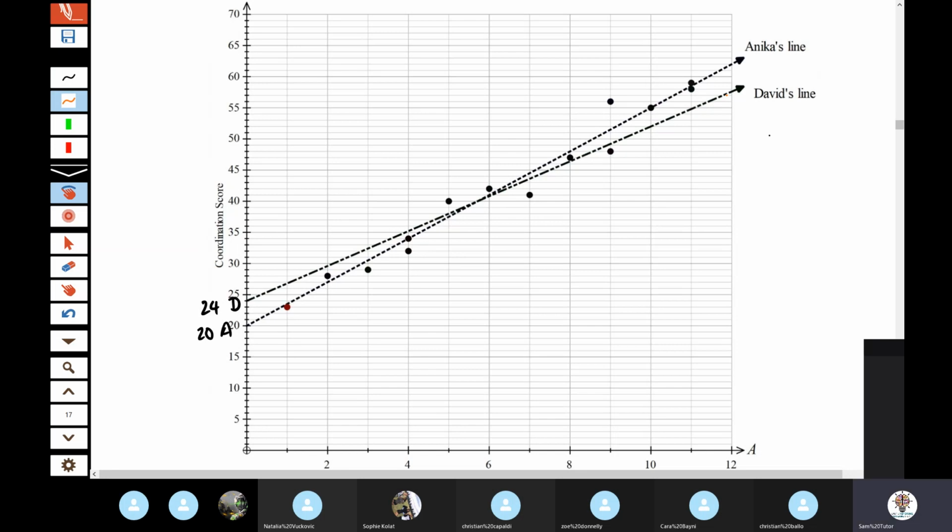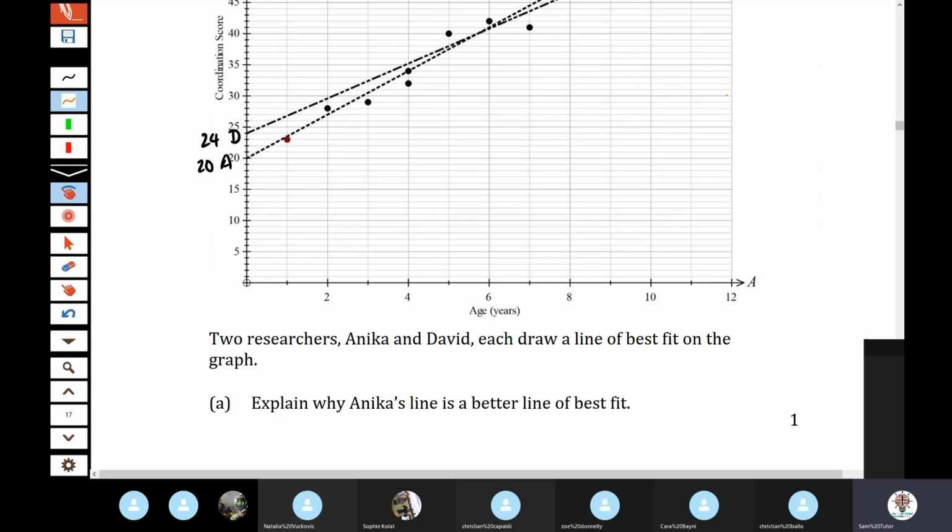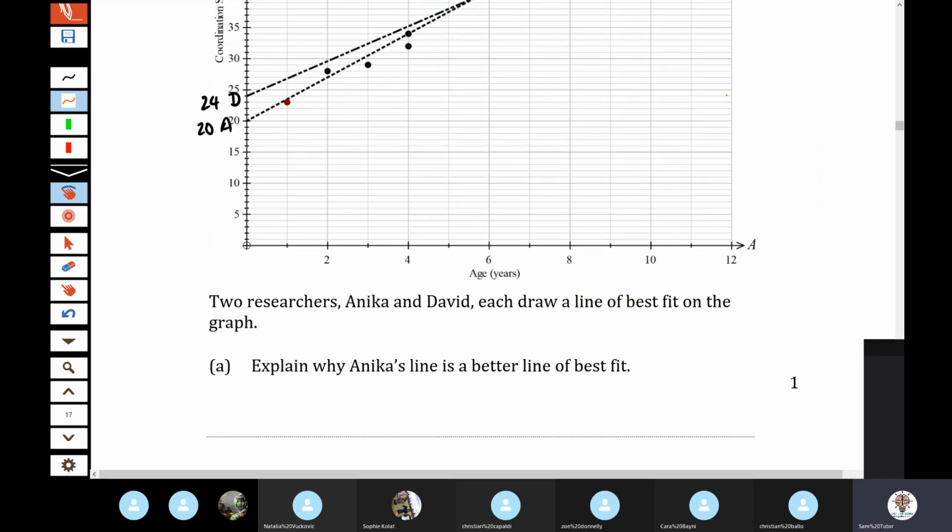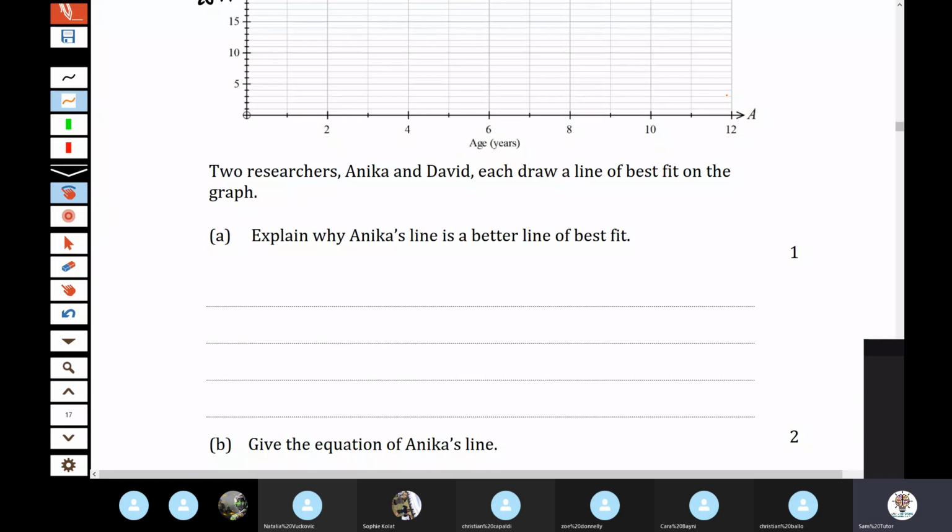Because she connects to the first and last point. That's a good point. Not necessarily all the time. From what I just drew in orange, her one probably goes through most points, more points, however you want to say it. So it's a bit more accurate. Are we happy with that? Do I need to write that? No, that's okay. 1 mark. Explain why Anika's line is a better line of best fit. It goes through more points.